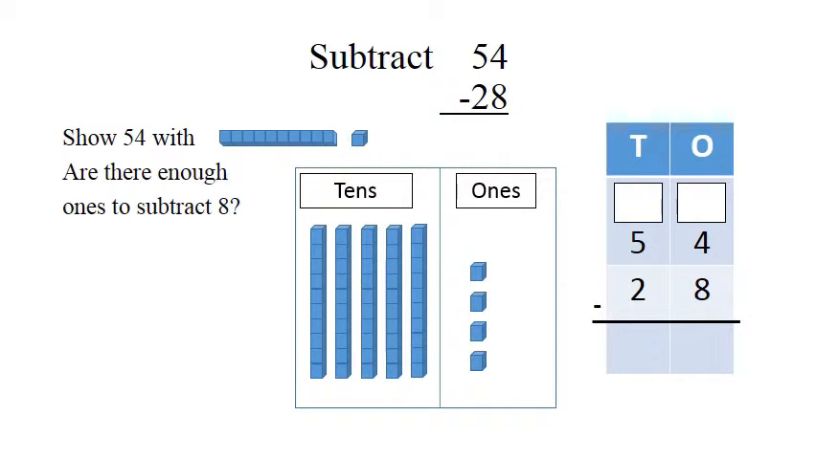Now I have to ask myself, looking at the ones place, if I have enough ones to subtract 8, because that's how much they want to take away from me. Well, I only have 4 ones, so I cannot take away 8 ones. No matter what I do, I will not be able to take 8 away from 4. So my answer is no.